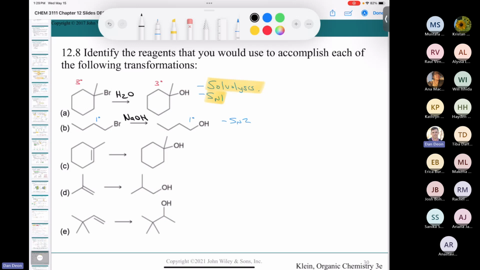The next reaction, C, is this a Markovnikov or an anti-Markovnikov addition of water across that double bond? Thanks a lot, Rachel, it's a Markovnikov addition. So Rachel, or anybody, what's going to be my reaction conditions in this case?